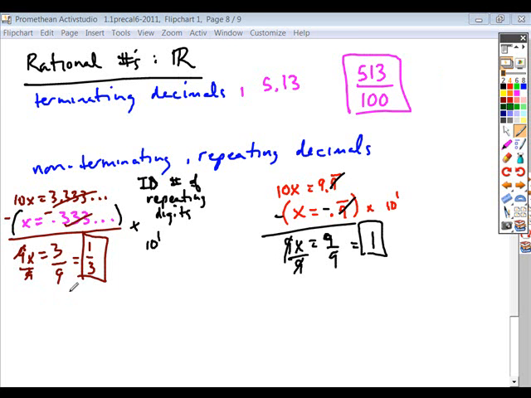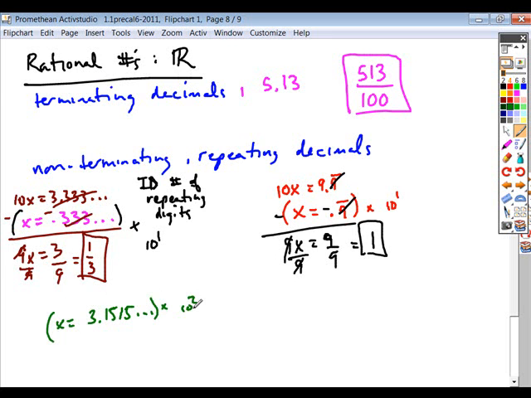I want you to take a moment or two and see if you can find the rational form of 3.151515, again repeating. So here are your steps. Set x equal to your given number. Figure out how many digits repeat. In this case, there are 2, the 1, 5, right? So we're going to take 10 to the second. We're multiplying both sides of the equation by 10 squared.